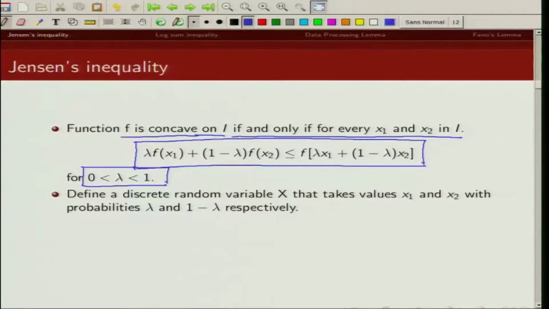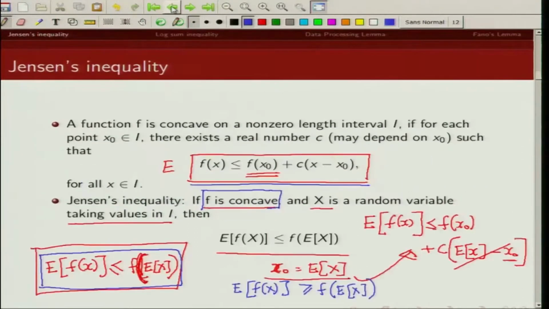Now, using Jensen's inequality, we can prove this result. So, let us look at the proof. Let us say we have a random variable x, and that takes two values, x1 and x2. It takes x1 with probability lambda, and x2 happens with probability 1 minus lambda. Now, what does Jensen's inequality say? Jensen's inequality says if the function f is concave, then the expected value of the function is less than or equal to the function evaluated at the expected value.